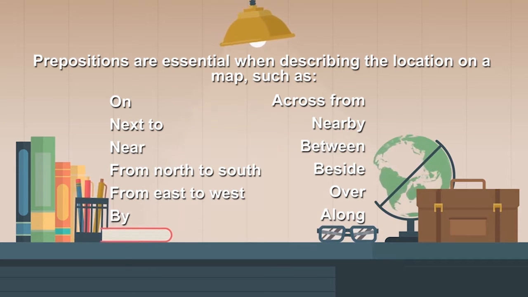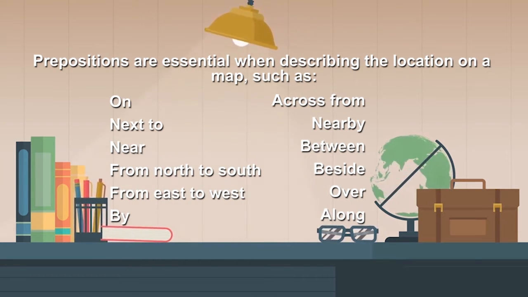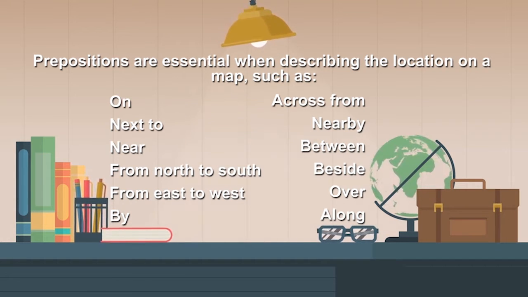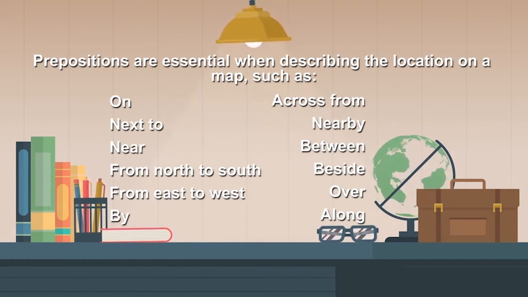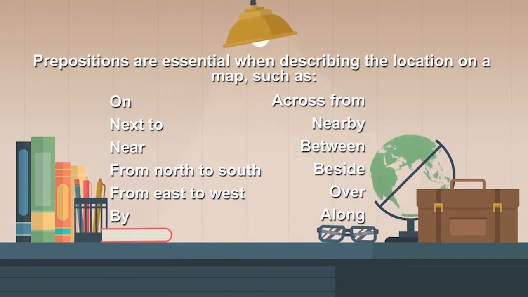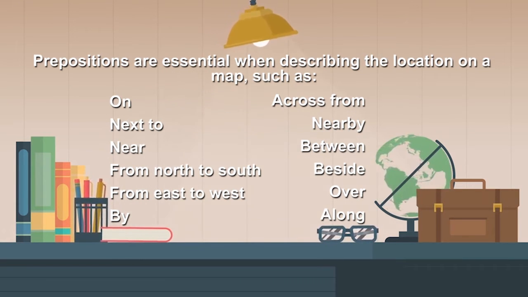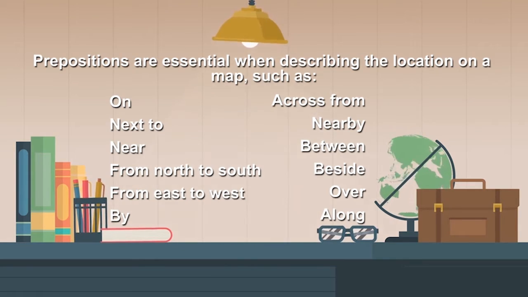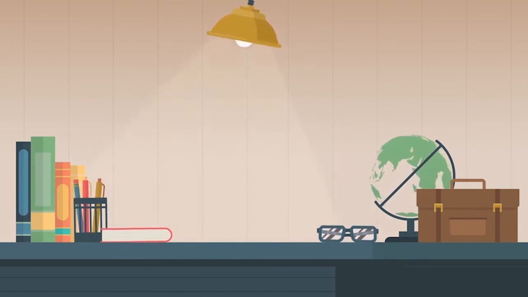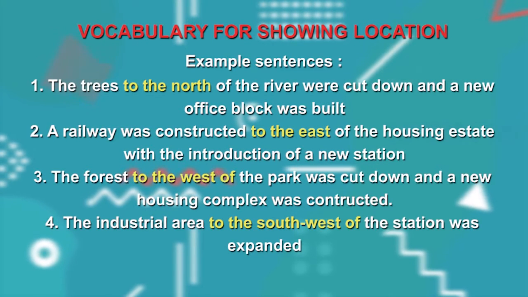Prepositions are essential when describing the location on a map, such as on, next to, near, from north to south, from east to west, by, across from, nearby, between, beside, over, and along. Example sentences of vocabulary for showing location.